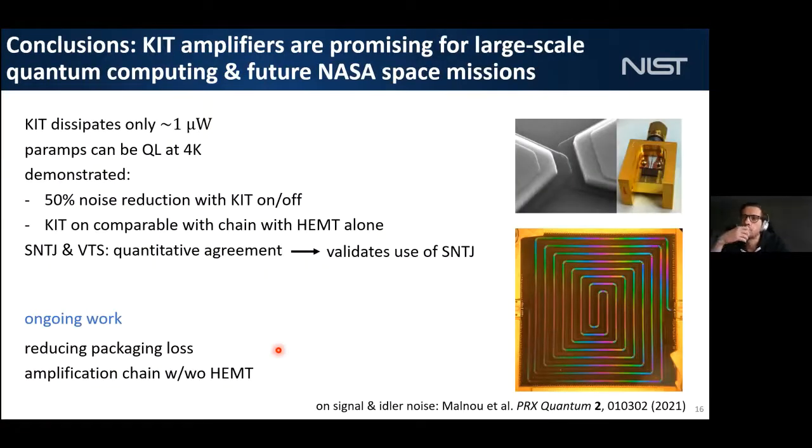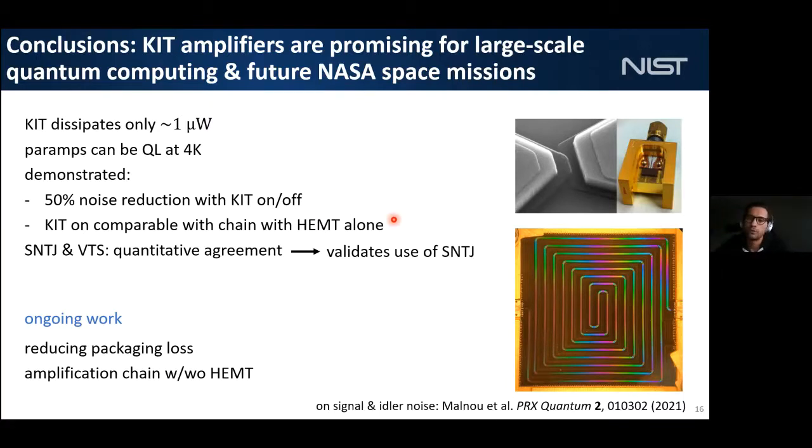So in conclusion, I showed you today a new way you can play with parametric amplifiers and use them at 4 Kelvin. And you can see how they are competitive with HEMTs, for example. And it's interesting because a kit in particular only dissipates about a microwatt of power, so much less than a HEMT. It's also interesting because any paramp, even at 4 Kelvin, can in principle be quantum limited. Now in practice, if I just put the kit I have in front of the HEMT and I look at how it improves the system noise, well, when I turn it on, it's going to improve the noise by about 50%.